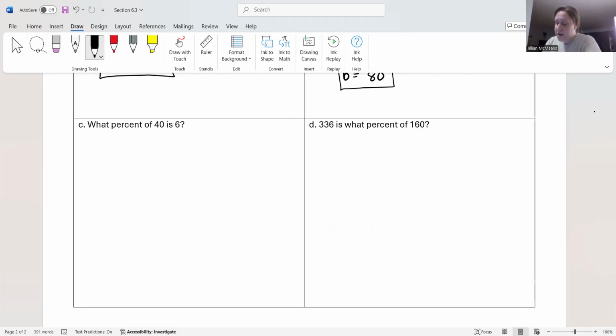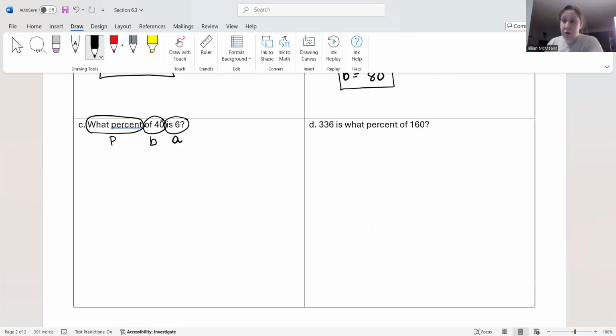So for part C, it says what percent, so what is attached to percent, that means it's for sure the missing piece. So what percent of 40 is 6? So we want to take some percentage of this 40 number. So that means the percent needs to be applied to 40. So 40 is my base. And then once I do that, the result is 6. So that would be my amount.